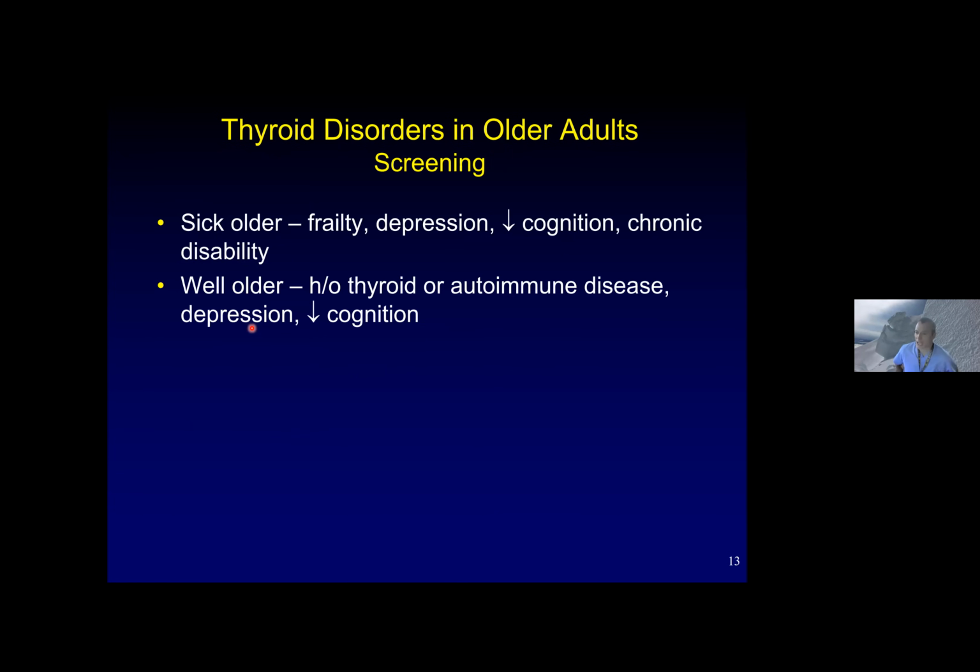So what about screening? Who should we screen in terms of the older adult population for thyroid disorders? When we see somebody who's having an illness such as frailty, depression, decreased cognition, chronic disability, those are the patients that need to be screened for thyroid disease. Other things that are commonly reported are involuntary changes in body weight, either weight loss or weight gain, constipation, diarrhea. I will come back to some of the symptoms in a little bit, but those patients should have their thyroid function checked.